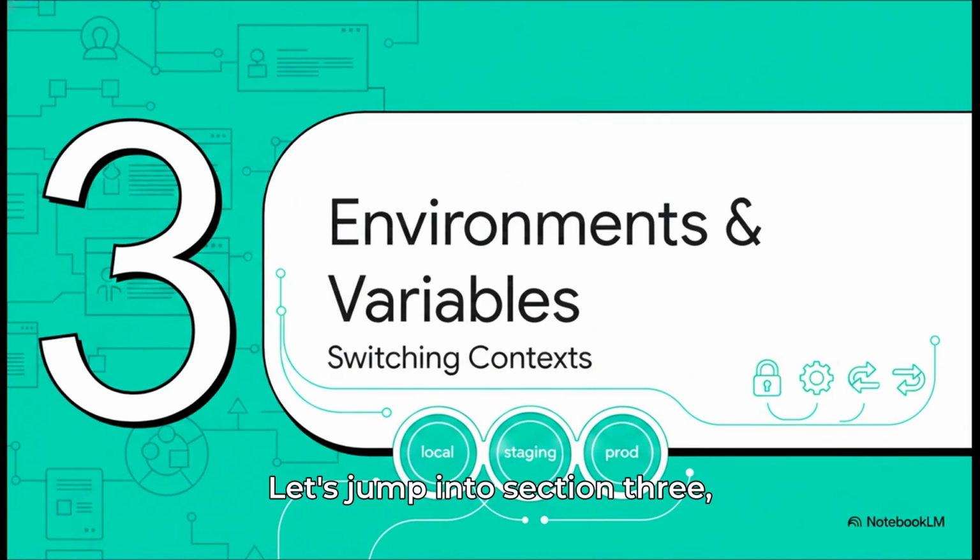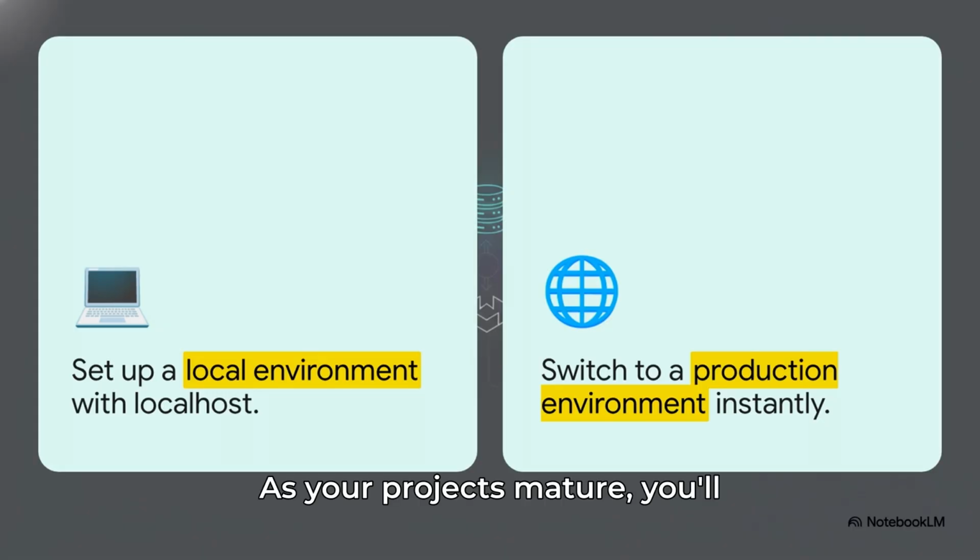Let's jump into section 3, environments and variables, switching context seamlessly. As your projects mature, you'll definitely need to switch between local, staging, and production environments. By defining those variables right inside your .vscode/settings.json file, you can flip between them with just a single click down in the bottom right corner of your editor. The extension actively looks for a specific rest.environmentVariables block.